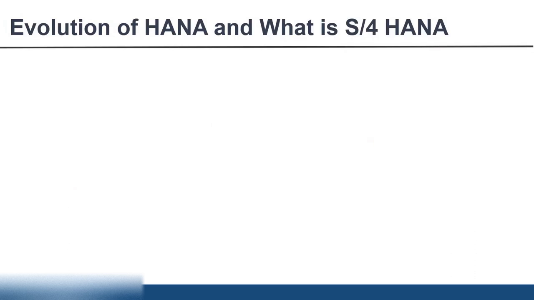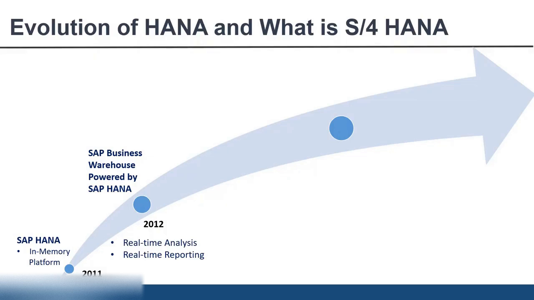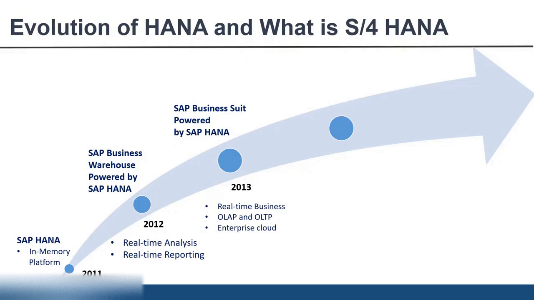Now you will see how HANA has evolved as a product and what S4 HANA is. SAP came up with the first version of HANA as an in-memory database platform in 2011. In 2012, SAP came up with the concept of BW on top of HANA, or BW powered by HANA, wherein it was possible to have real-time analytics on top of BW on HANA. Then in 2013, SAP came up with the concept of Business Suite powered by HANA. This is nothing but ERP on top of HANA, wherein it was possible to have real-time analytics, and it was a combination of OLAP plus OLTP.